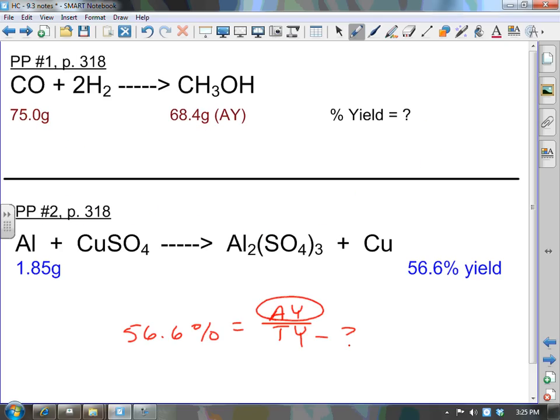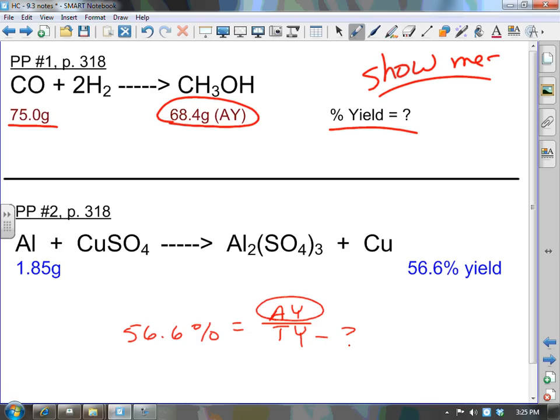Got two show-me's here. Practice problem 1 and 2 on page 318. In the first one, they want to find percent yield. So we start out with a mass of carbon monoxide. They tell us in a lab 68.4 grams are made.